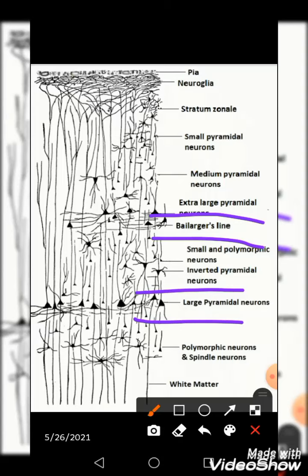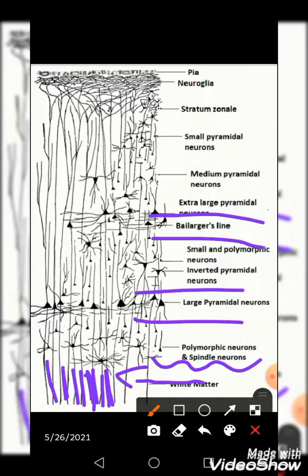And in this last layer or 6th layer, you can find polymorphic or different shapes of neurons and spindle neurons over there. We mentioned earlier that this 6th layer is the multiform layer. And what else? On its lower part, you find white matter, and you can see so many axons running in this direction and making connections with the processes of the neurons above, right? Now here in the white matter, they form various axon collections called tracts.